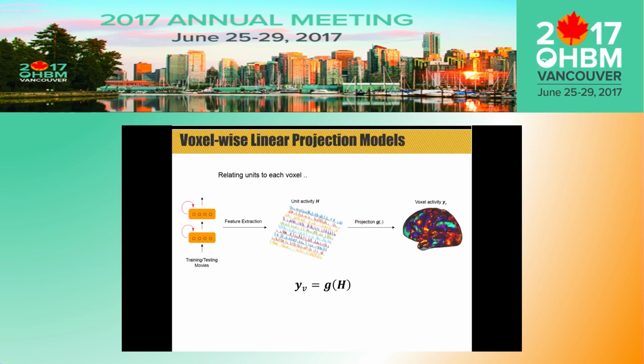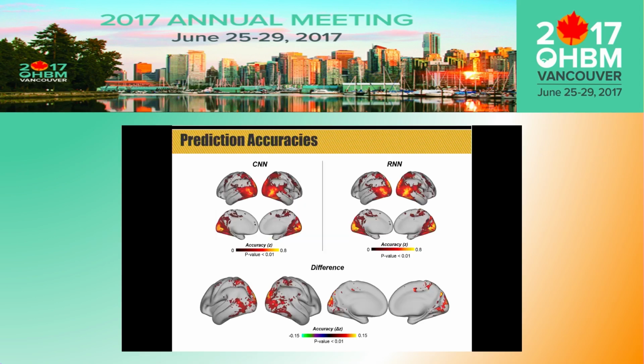After training, we would like to link the units in the model to the voxels in the brain. To do so, we extract feature representations from the model and linearly project them to each voxel's activity through dimensional reduction and linear regression. We establish such a relationship using training movies, but we evaluate the model using new testing movies which were not used during training. Our result of prediction accuracy show that even though CNN can predict activity in widespread cortical areas, RNN can predict even better.